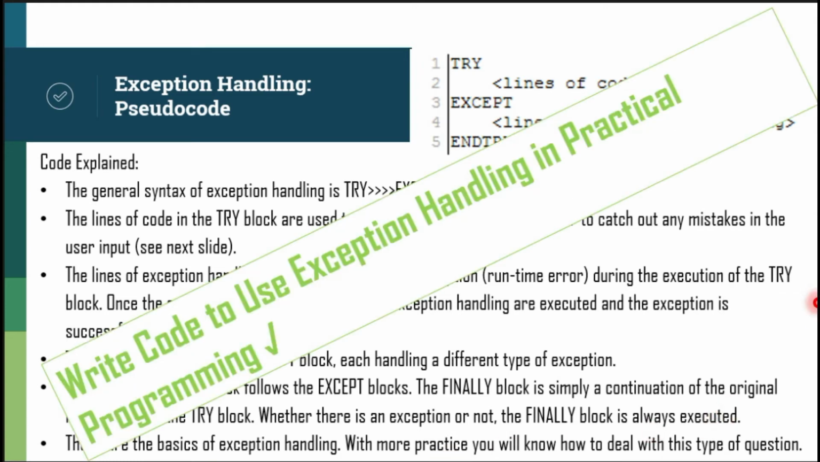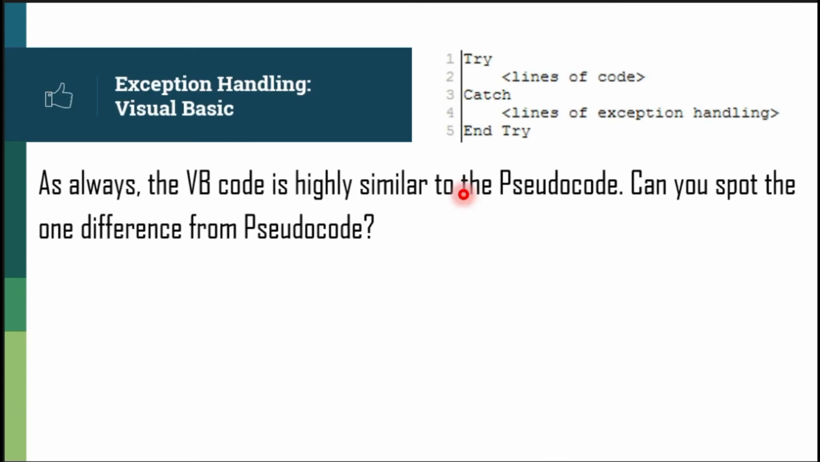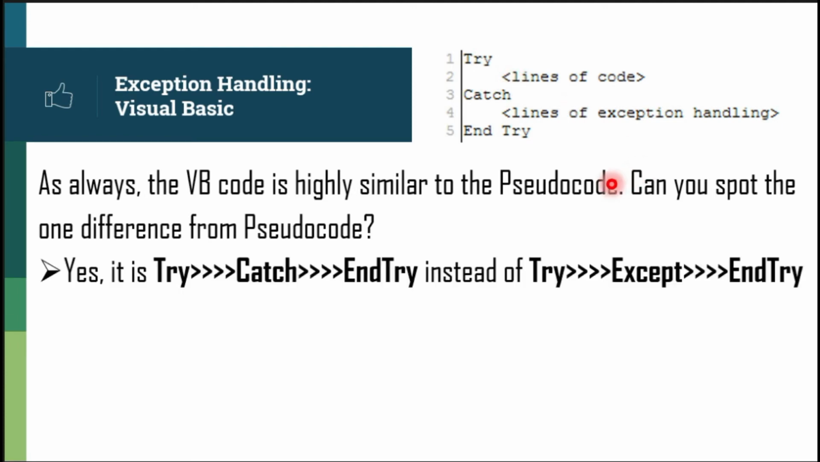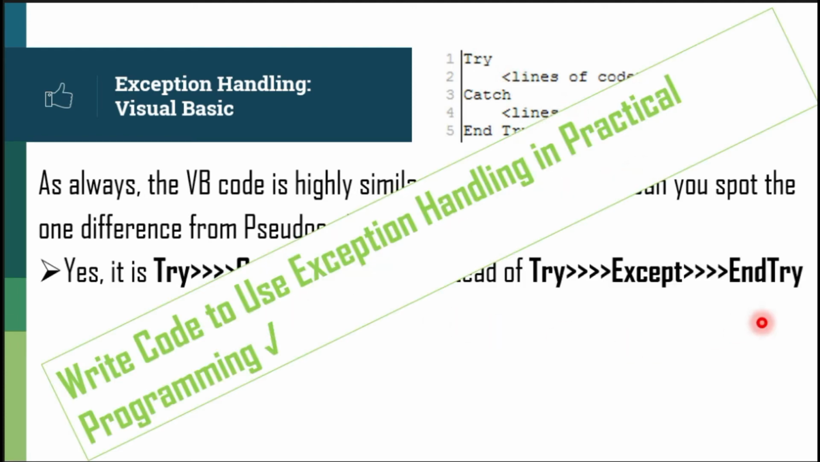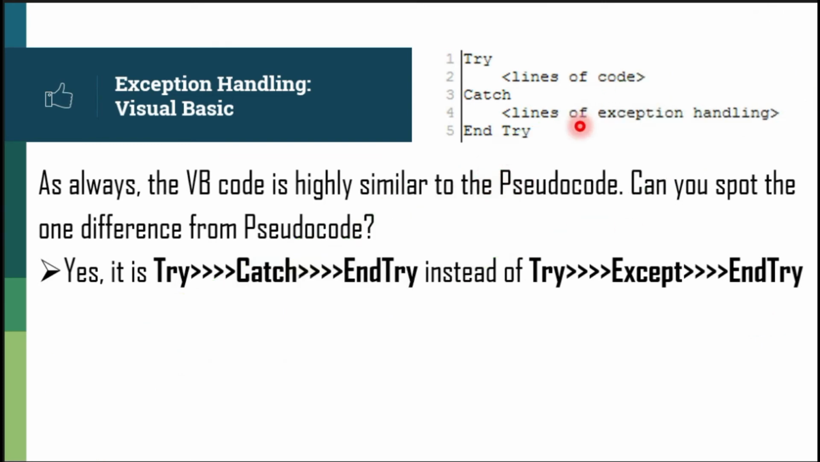So that's write code to use exception handling in practical programming done, or half done because we didn't do VB yet. Okay, so exception handling in Visual Basic. As always, the VB code is highly similar to pseudocode. Can you spot the one difference from pseudocode in this line of code here? Catch. Yes, it's try, catch, and end try instead of try, except, and end try. So it's literally the exact same code with the exact same idea. There's no difference whatsoever.